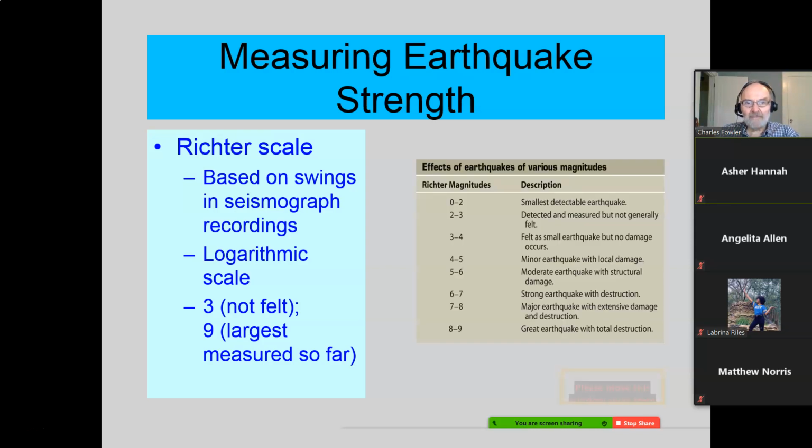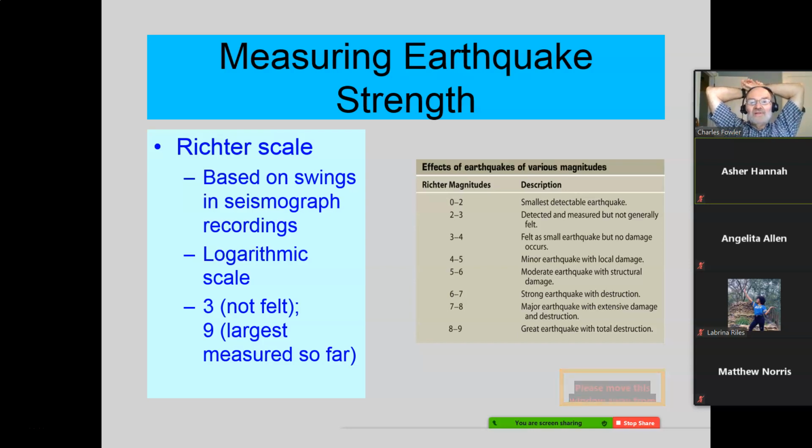Now, here is basically what we know about the Richter scale. The 0 to 2, now 0 means you don't measure anything. Anything between 0 and 2, that's the smallest you can detect with the seismograph. 2 to 3, you can detect it, measure it, but you usually can't feel it. Okay?